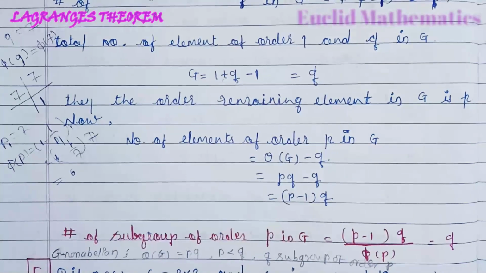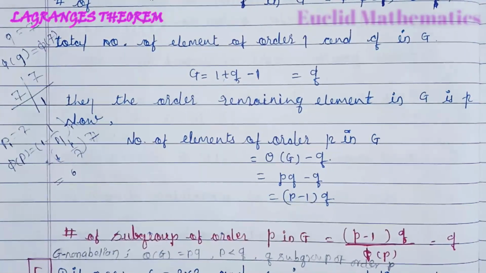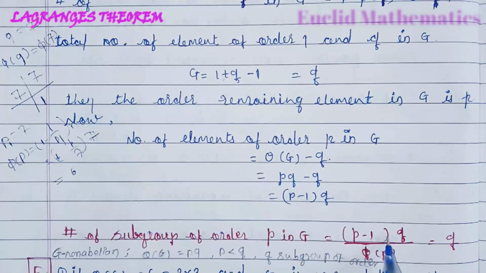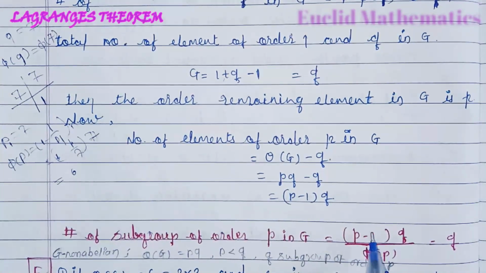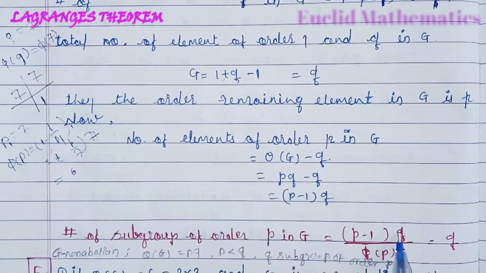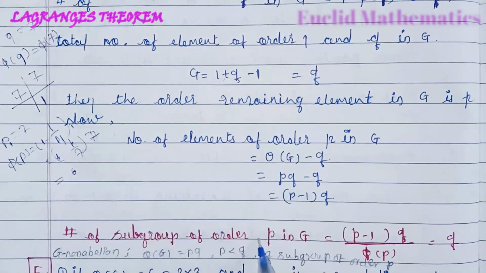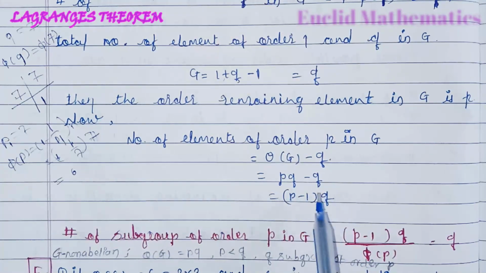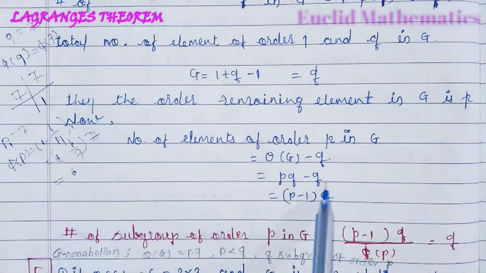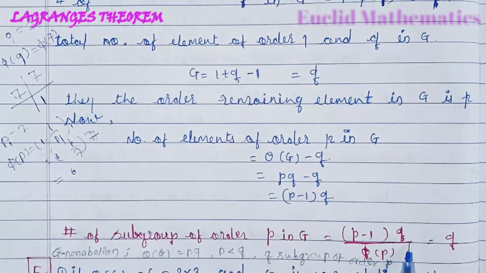So here, the number of subgroups of order p in G. For finding the number of subgroups of any order in our group, we know that the number of subgroups of order d in G is the number of elements of order d in G divided by phi of d. We want the number of subgroups of order p in G. So how many elements are there? The number of elements of order p in G is (p minus 1) into q, divided by phi of p.